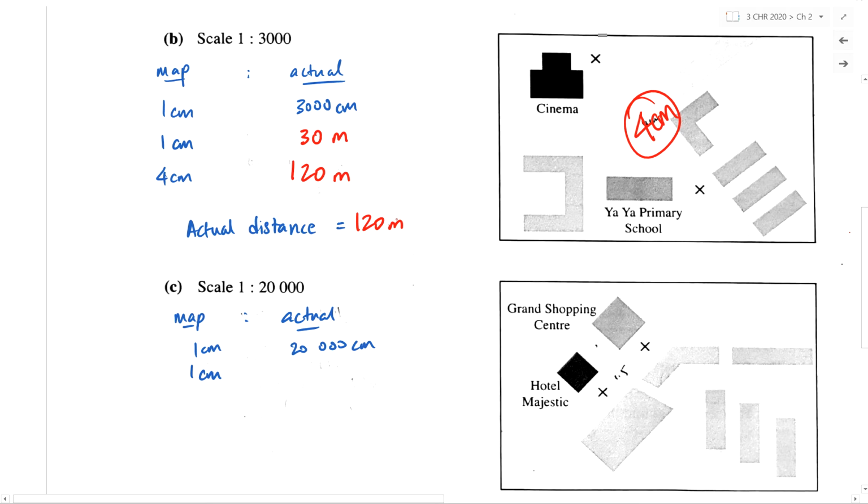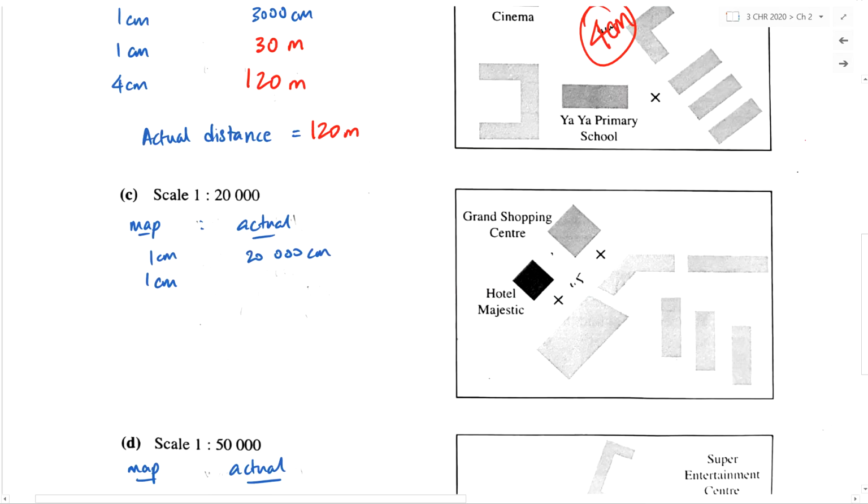Are you able to follow the steps? Now I need your participation. Can I have a show of hands? Okay, so again, we have to measure the distance between these two places. On our workbook, it is 1.5 cm. So we write down again the map and the actual: 1 cm to 20,000 cm.